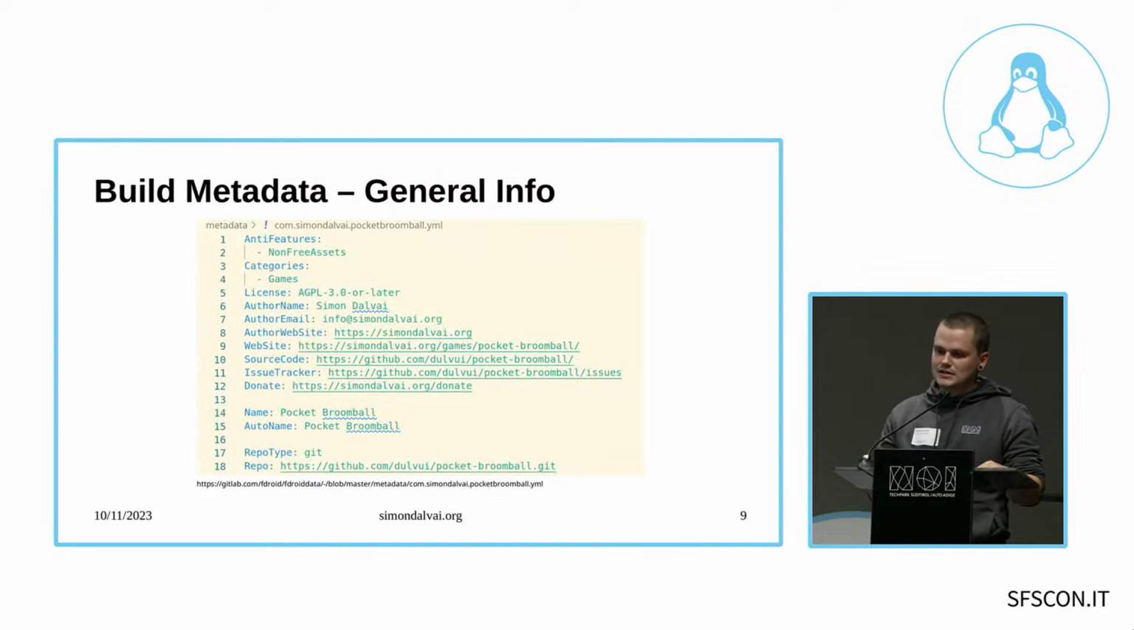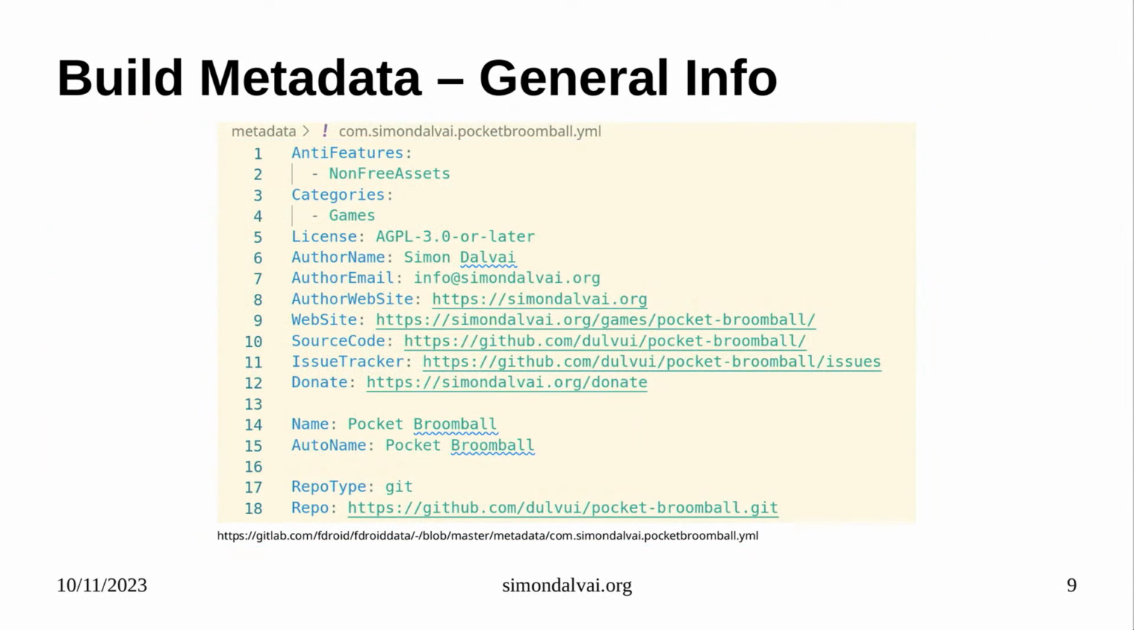And now let's see the files, a quick view of the files you have to create. So this is the metadata file in the F-Droid data repository. This is from my game Pocket Broomball. Since I have non-free assets, because the icons of the teams in the game are copyrighted, they are not free assets, so I had to add this anti-feature tag. Then you name the category, the information of the author, the websites, and everything.